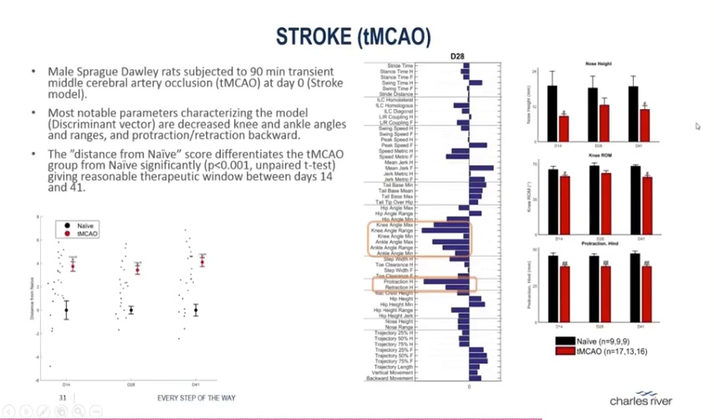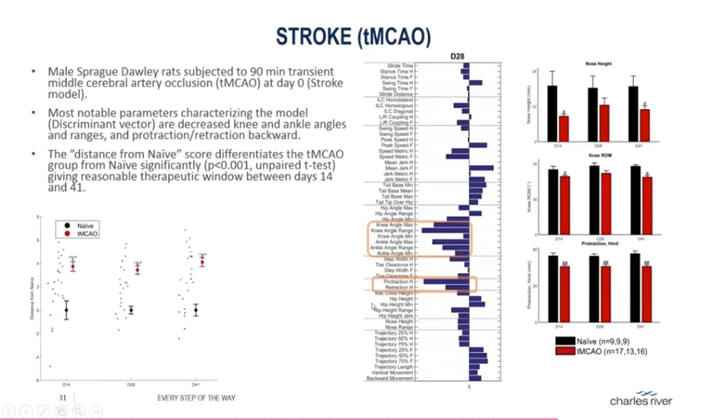Here we show the data of a rat model of stroke. Here the male Sprague-Dawley rats were subjected to 90-minute transient middle cerebral artery occlusion. Then the rats were measured on days 14, 28, and 41 after the occlusion. Disease model-related changes can be seen in several parameters, yet significantly in a number of individual parameters, shown on the right. Most notable parameters characterizing the model are decreased knee and ankle angles and ranges, and protraction, retraction in backward direction.